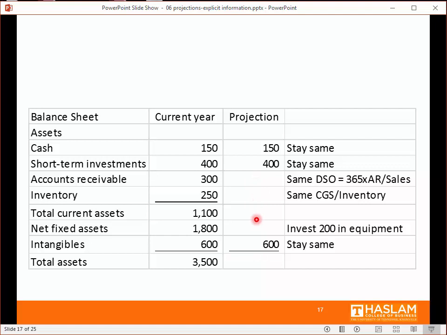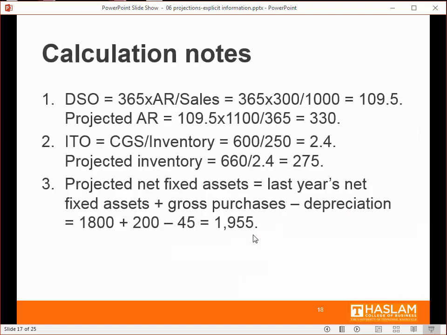Well, once we have those projections, we can calculate total current assets. Net fixed assets are going to increase, but we have to do a little bit of a calculation to figure out how that's going to work. Gross fixed assets are going to go up by 200, but we have some depreciation that's going to get charged. Intangibles are going to stay the same for the current year. So here are what our calculations are going to look like.